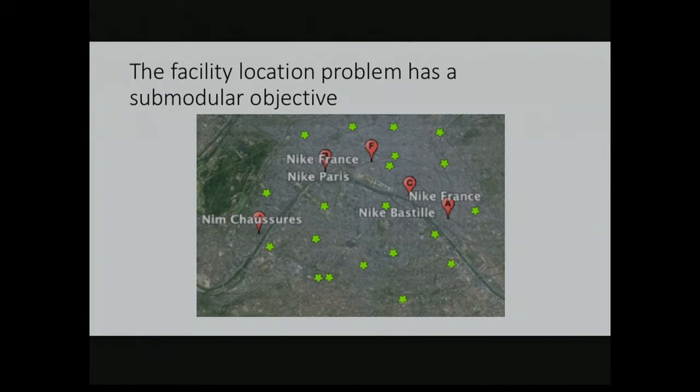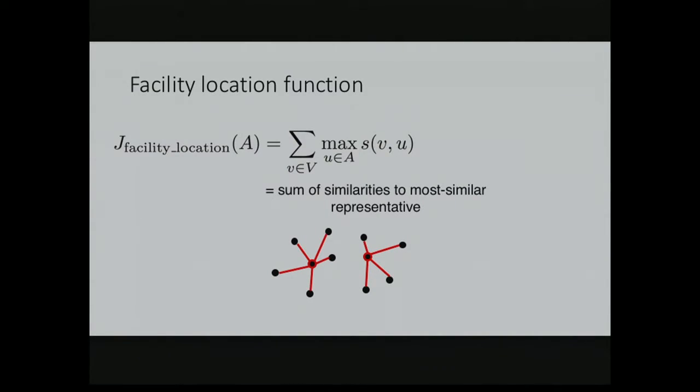A canonical example that people use is you imagine that you are Nike and you have a number of stores in and around Paris, and you want to choose the location of your next Nike facility. How do you do that? Well, one heuristic you could imagine is saying if I average over all the places where people live in and around Paris, you'd like everyone to live pretty close to one Nike store. So you think of it as the sum over all the people of the distance from that person to the nearest Nike facility, and that is the facility location function. So you're taking, in this case, the sum of similarities to the most similar representative. This is meant to represent the distances from this guy to the Nike store and so on. So you're adding up all of the lengths of those red lines, or the similarities, and that becomes the facility location function.